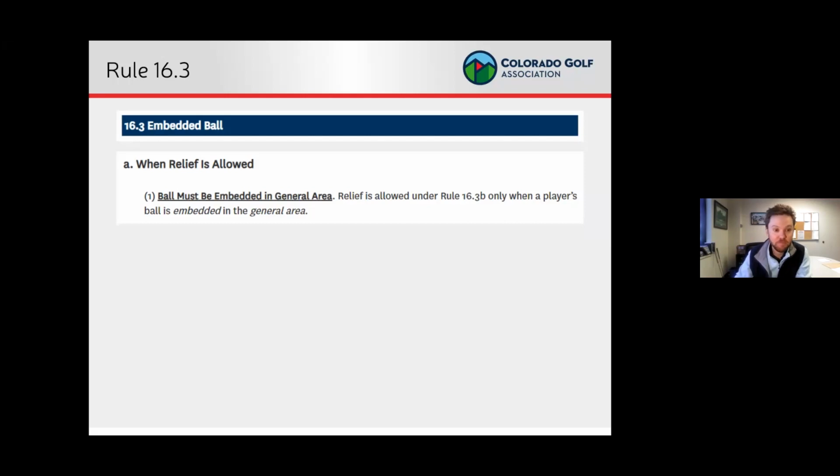If it's embedded in a bunker, that's expected sometimes, no. And then in the putting green, you don't get relief. We'll cover that, but you don't get relief for it. So the relief is allowed under Rule 16.3b only when the player's ball is embedded in the general area.